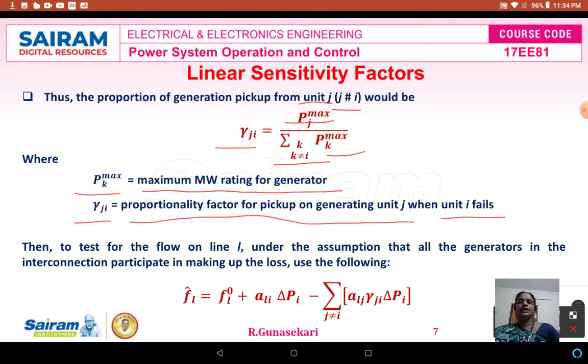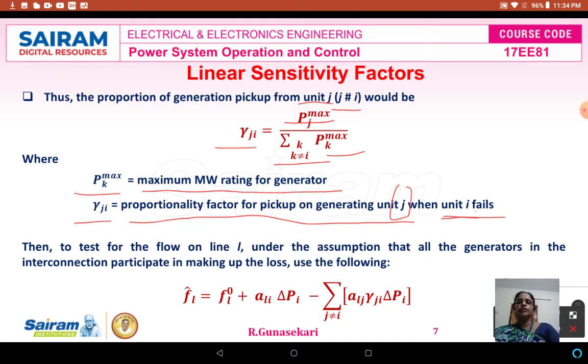Okay, so both the small j as well as the I represent generating units, but the pickup on generation is represented only by small I, and the generating unit that fails is the small I only. Therefore, J is not equal to I.